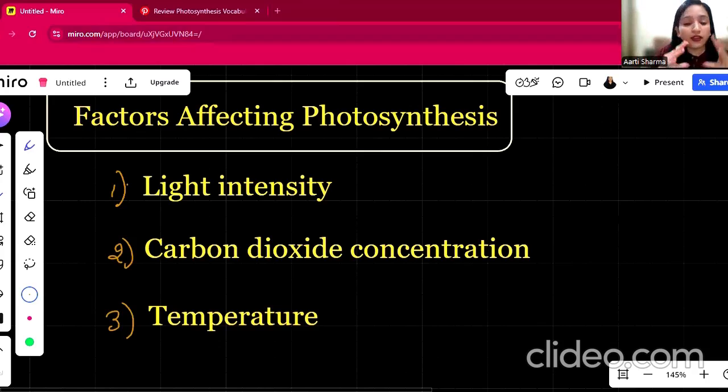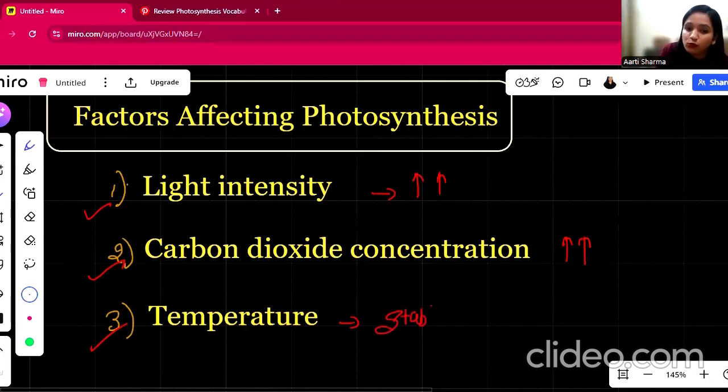These factors are really very important for you guys because they are often asked in exams. So please don't forget these 3 factors: light intensity, carbon dioxide concentration, and temperature. More light, more photosynthesis. More carbon dioxide, more photosynthesis. And what about the temperature, guys? If the temperature is too low or too high, the process becomes slower. So it should be maintained, stable. Not too high, not too low.